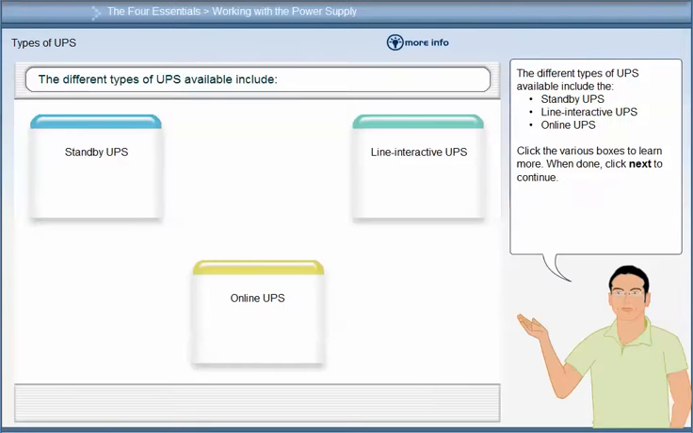The different types of UPS available include the standby UPS, line interactive UPS, and online UPS. Click the various boxes to learn more. When done, click Next to continue.